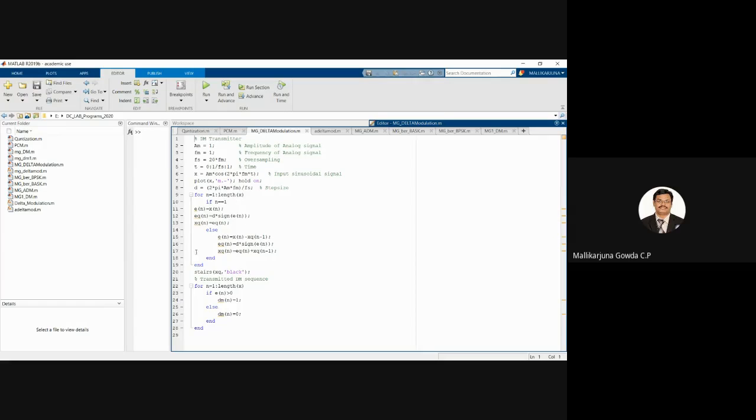Okay. So when n is not equal to 1, I am writing here.